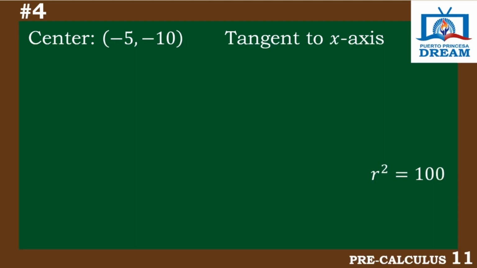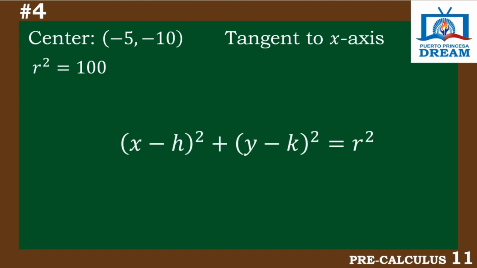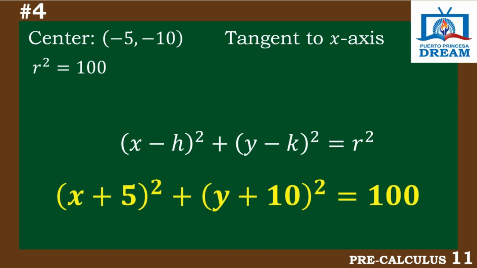With the center at (-5, -10) and the value of r squared equal to 100, the equation of the circle can be found now using the standard equation. Substituting the values of h and k of the center, and the value of r squared, the equation will be the quantity x plus 5 squared, plus the quantity y plus 10 squared, equals 100.